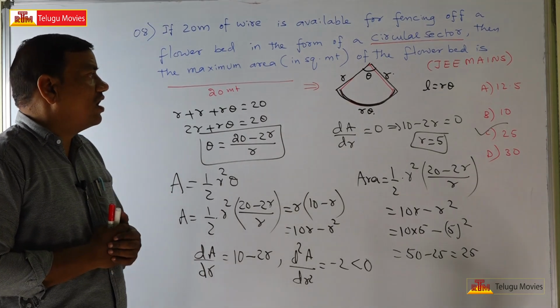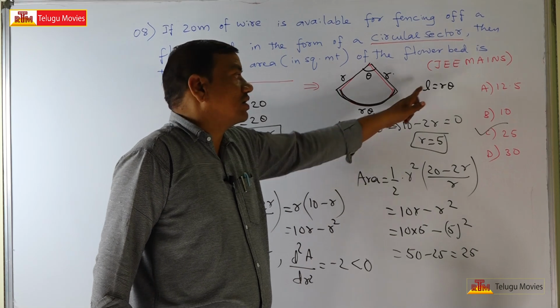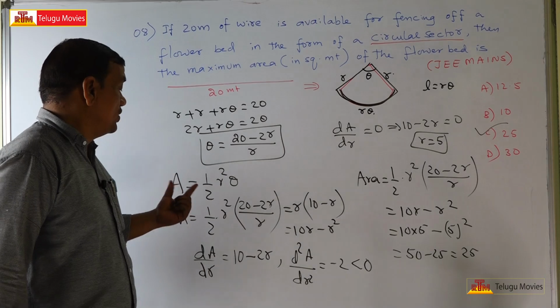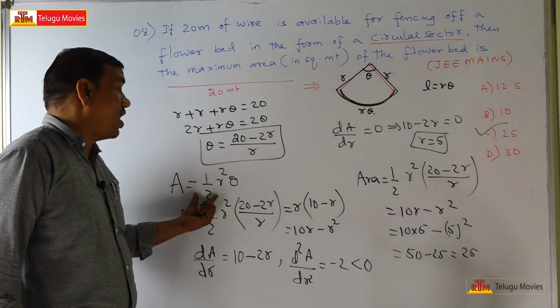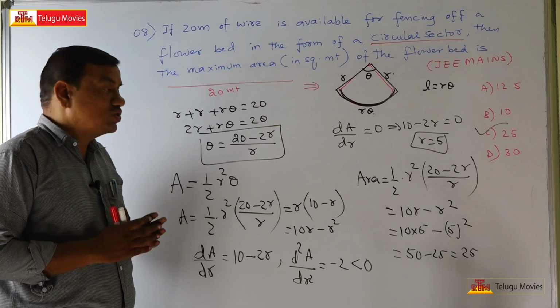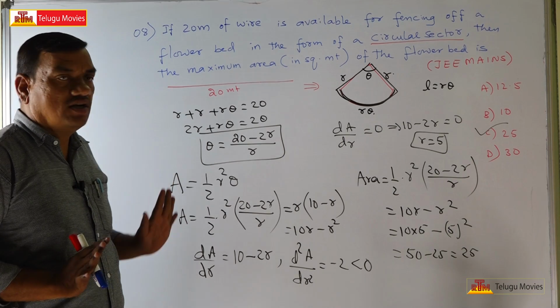If you know this answer, the first thing you have to know is the length of the arc: L is equal to r theta. The second thing you have to know is the area of the sector is half r square theta. If you know these two formulas, the solution is very easy. Okay, I hope that you understand this solution.